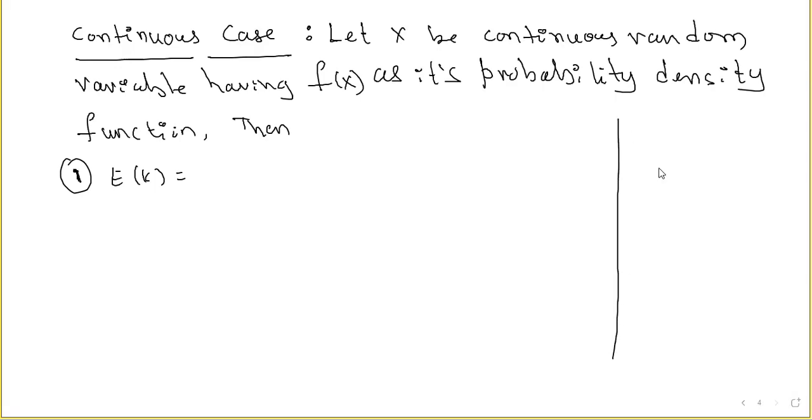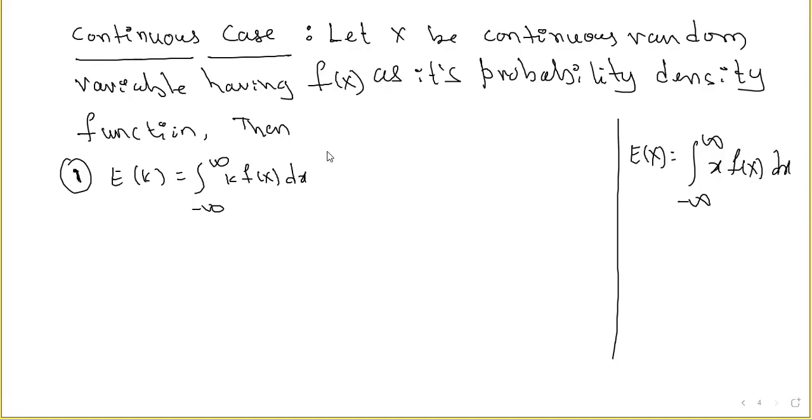So for the continuous case, what is our expectation formula? Expected value of x is equal to integration minus infinity to infinity x into f of x dx. Why we are multiplying x means we want expected value of x. So whichever term is inside the bracket, we write that same term here, then the probability density function of that x, right? So here, instead of x, we have k. So integration minus infinity to infinity k f of x dx by our basic definition.